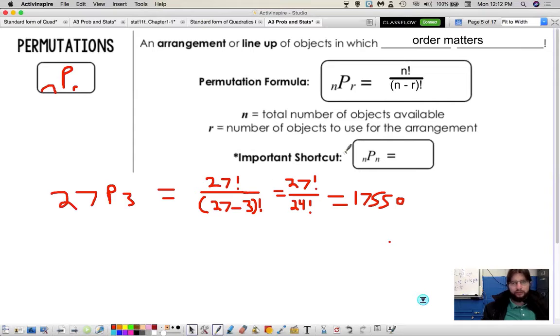Now here's a little shortcut. What happens if we plug in n right here? Well, that would be n factorial over 0 factorial. We know that's 1, so that's equal to n factorial. So nPn is just n factorial, same thing.